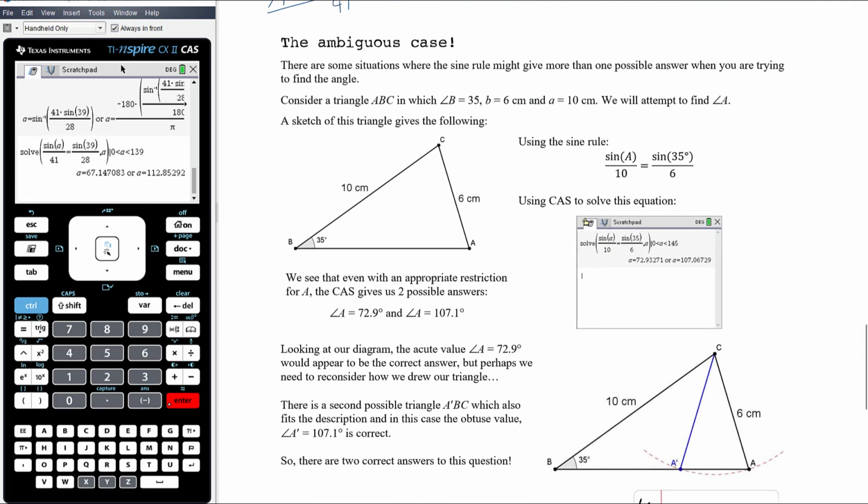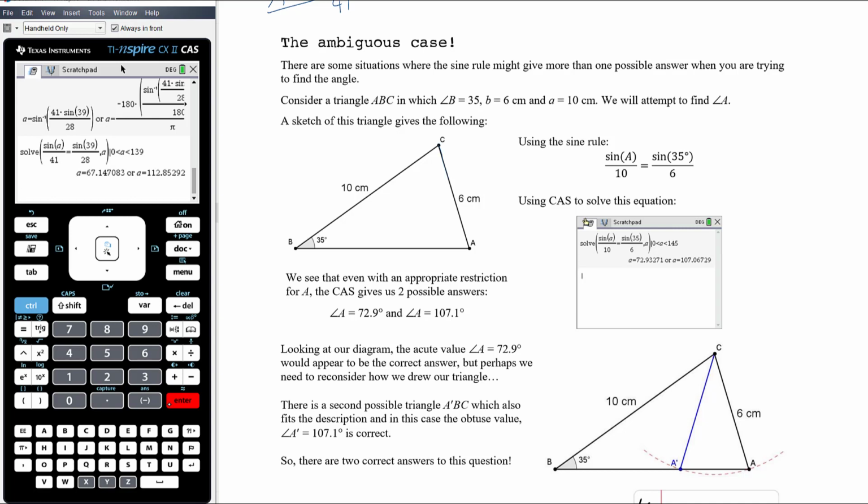So as I said, we call this the ambiguous case, where it's possible that the sine rule could give two possible answers, and that's because the information provided could describe two different triangles. Okay, the information is ambiguous in that it doesn't just precisely describe a particular triangle. So again, there's another example here. You've got 35 degrees, 10 centimetres and 6 centimetres.